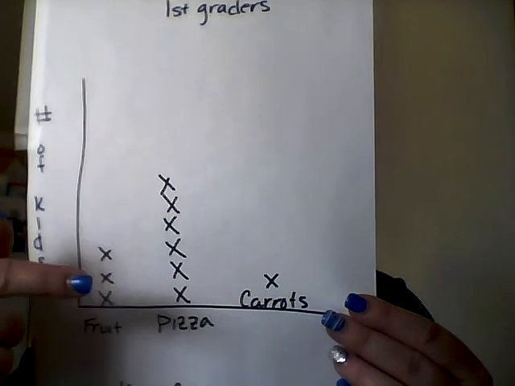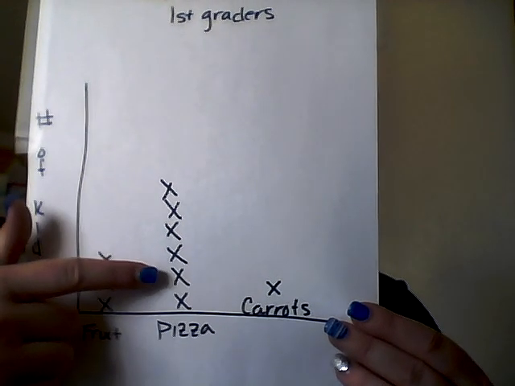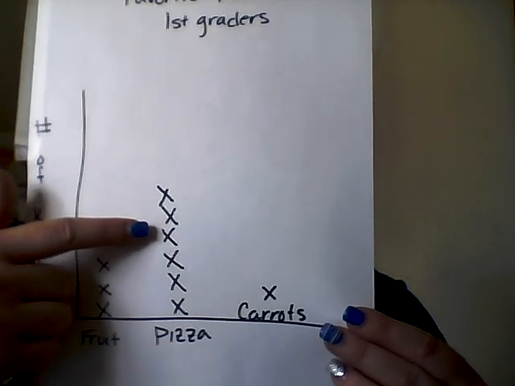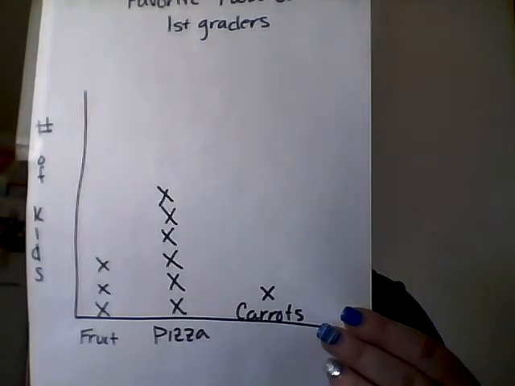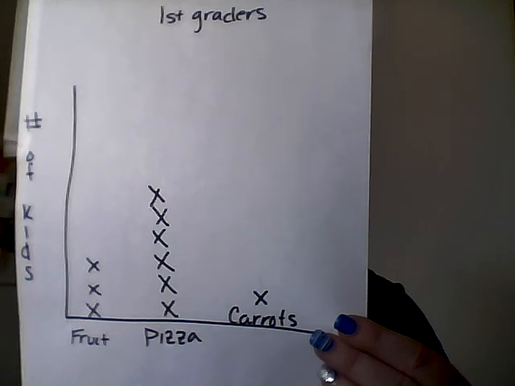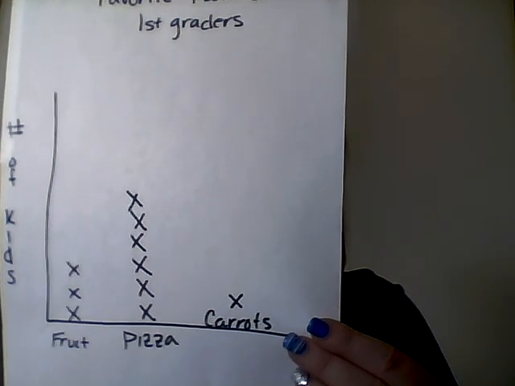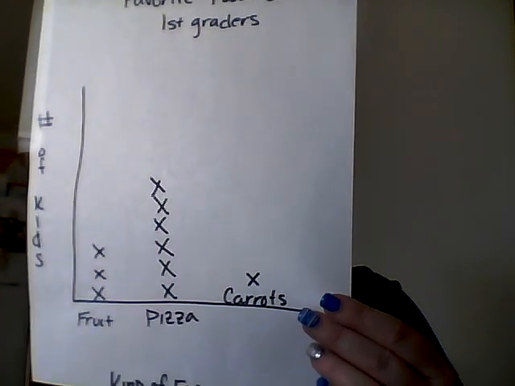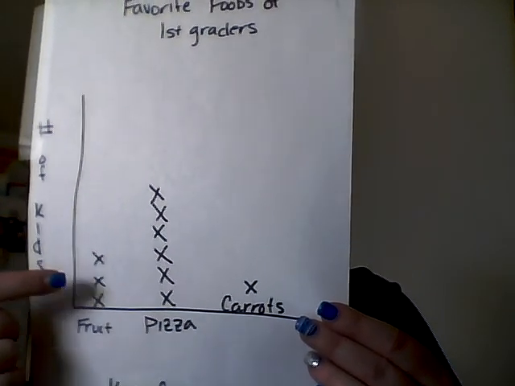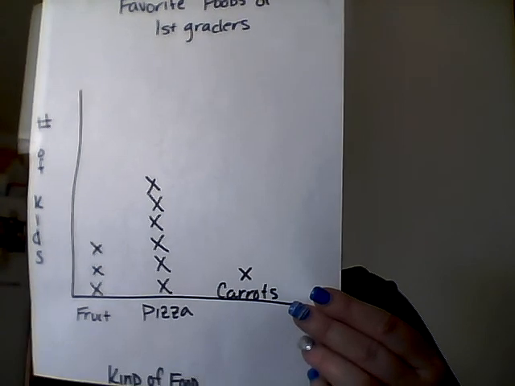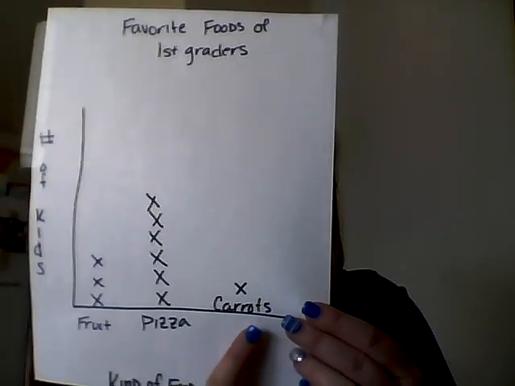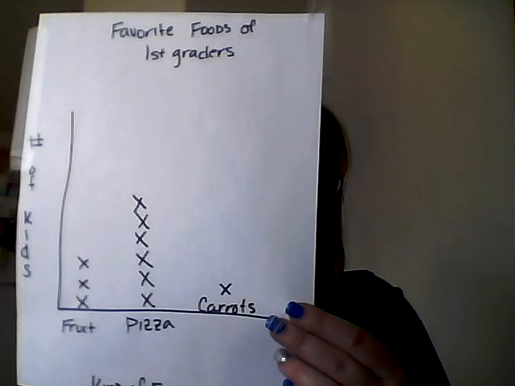So all you would want to do is you just count. You say 1, 2, 3, 4, 5, 6. There's 6 X's, so 6 kids like pizza. Now over here, if you want to know how many like fruit, it's the same thing. You want to just count the X's. You have 1, 2, 3 kids like fruit the most. And then if you go over here, of course, we already talked about there's just one kid that likes carrots the best.